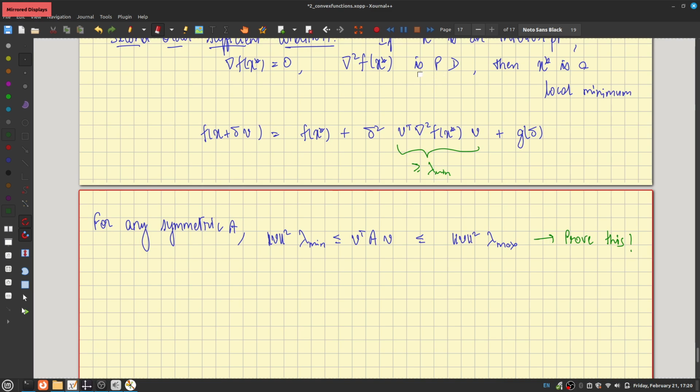So if the Hessian of f at x star is positive definite, then you're guaranteed that this is a local minimum, because then this quantity is greater than or equal to lambda min, and lambda min is something that is strictly positive. So this quantity is strictly greater than 0. The right hand side is strictly greater than f of x star.